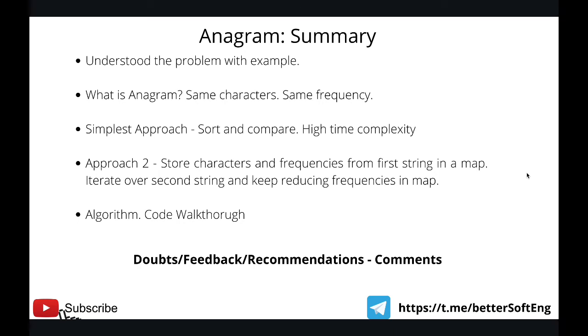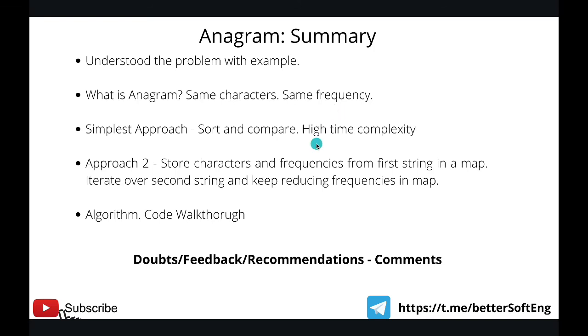First of all, we understood the problem with the help of an example. Then we thought about what an anagram is. We realized that the two strings will be anagrams if both of them have the same characters and all characters have the same frequency of appearance. So we thought about the simplest approach to solve this. We could sort both the strings and compare. Both of them should be the same if they have the same characters with the same frequency.